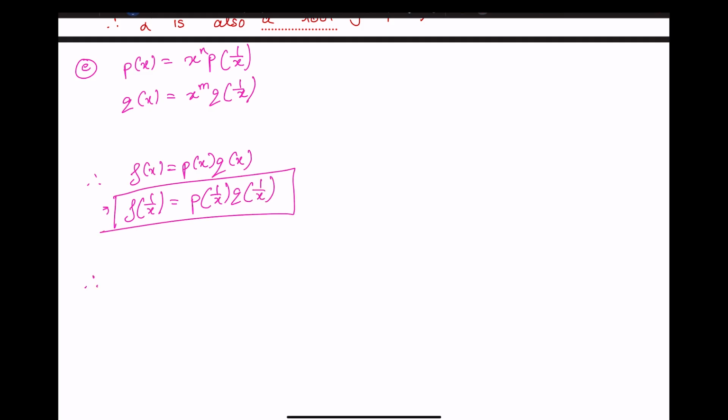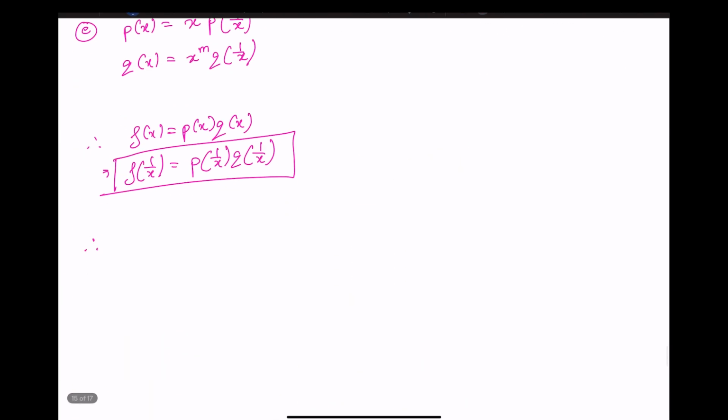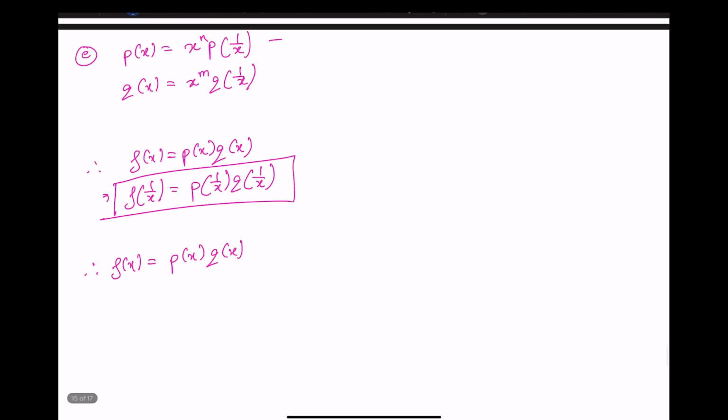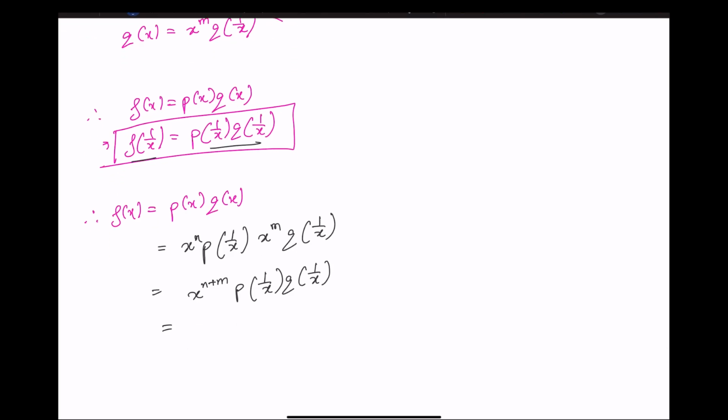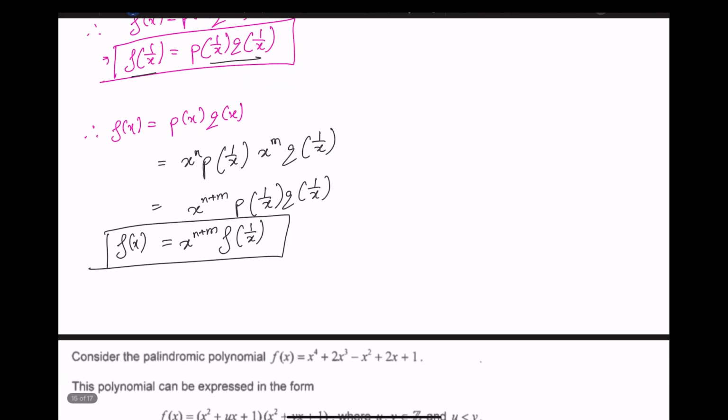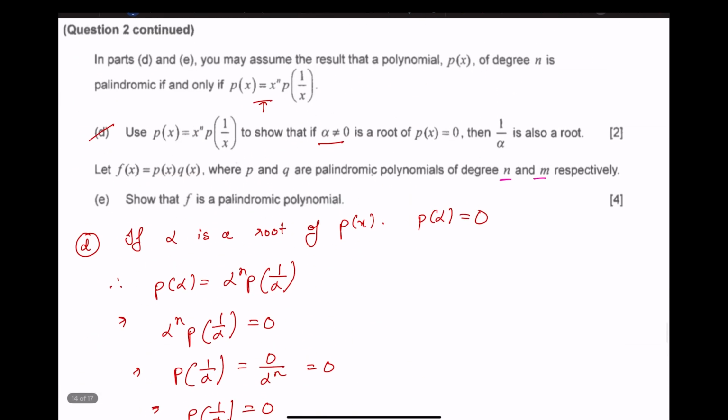Now, we have to show that f(x) is a palindromic polynomial. So f(x) is p(x) times q(x). We'll input the values of p and q from here, right? So x to the power n p of 1 by x, x to the power m q of 1 by x. x to the power n and x to the power m can be combined to write x to the power n plus m, times p of 1 by x times q of 1 by x. p of 1 by x times q of 1 by x is f of 1 by x. So f(x) is basically x to the power n plus m f of 1 by x.